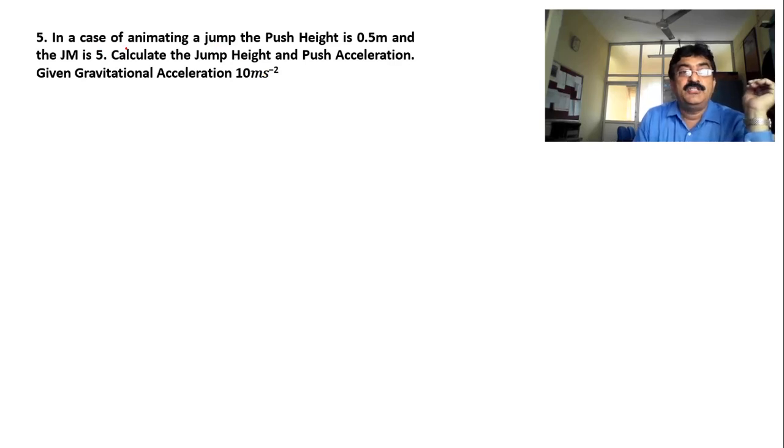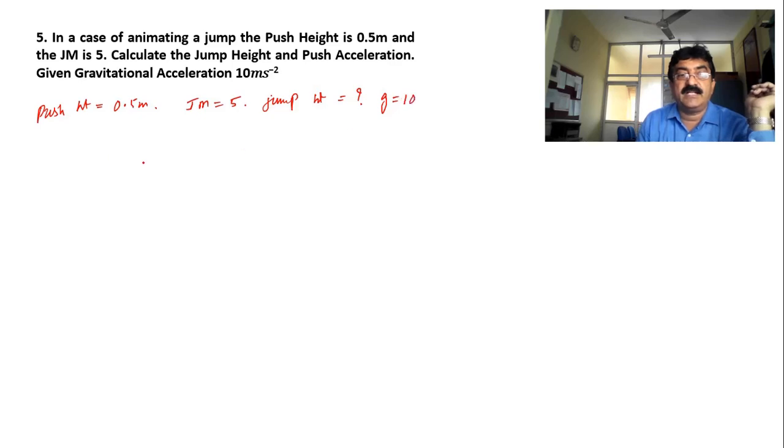Here comes the jump concept. In case of animating a jump, push height is 0.5 meter. Please write push height is equal to 0.5 meter and jumping magnification is 5. Calculate jump height. Jump height is equal to question mark. Acceleration due to gravity is given as 10. You have to calculate push acceleration also. Push acceleration also question mark.